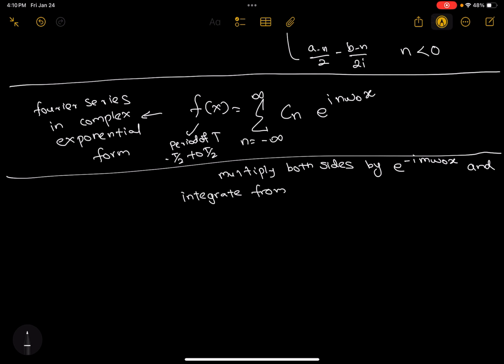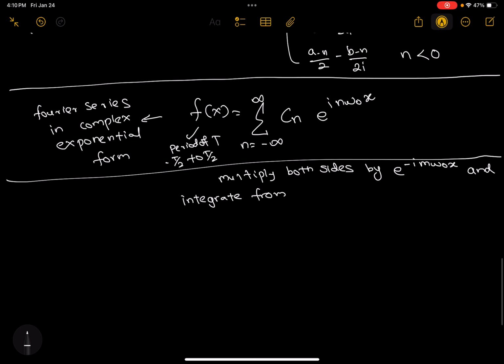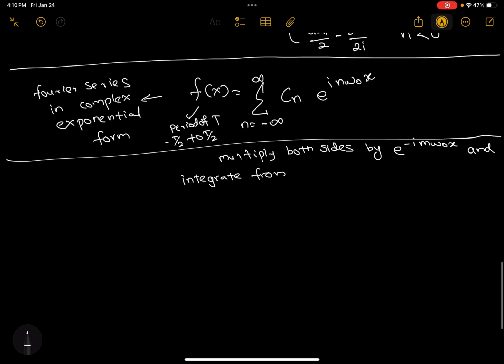So if it's just defined in this domain, then definitely it has period T, right? So I can generalize this to every function to have period T by just defining it from minus T by 2 to T by 2, and in the rest of the place I can just leave it undefined. I can do that, right? Since it's defined in this domain, now I can integrate both sides from minus T by 2 to T by 2.